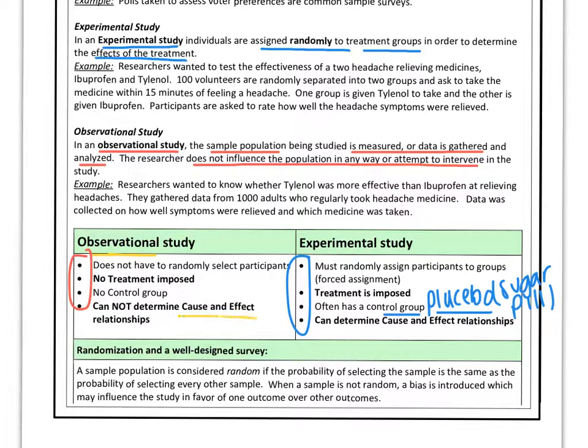And then the last piece is very important. Observations cannot determine cause and effect, whereas experiments can determine cause and effect. And then lastly, a well-designed survey has zero bias. So what that means is that it has to be a random sample, and when it's not random, a bias is introduced, which may influence the study in favor of one outcome or another.